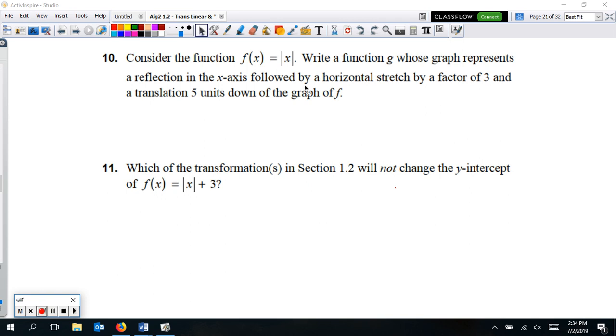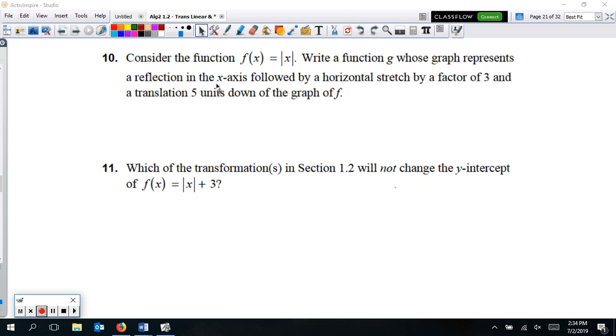The followed by means we're going to have more than one of these transformations to do on the same function. So after we do a reflection, we're now going to also do a horizontal stretch by a factor of 3, and a third part, a translation 5 units down of the graph of that f graph up here. So we just start doing one at a time. That's all you do here.